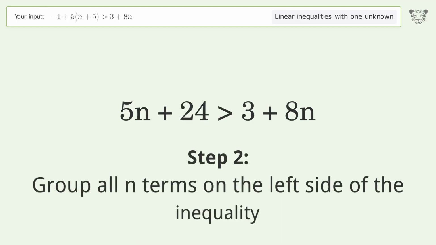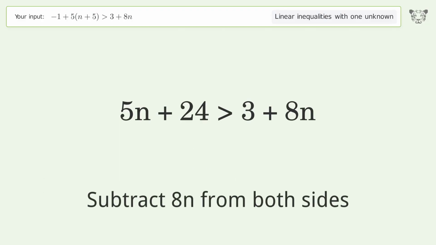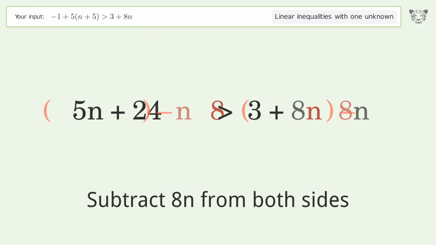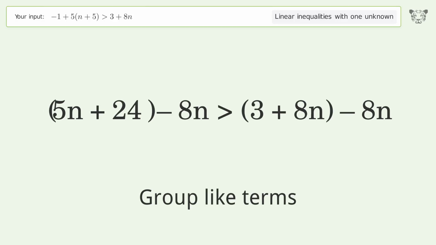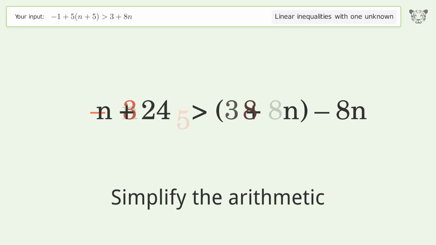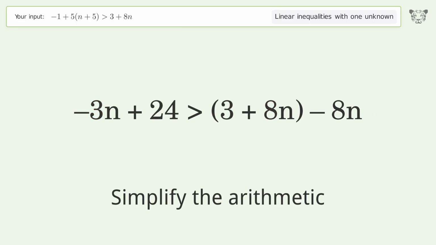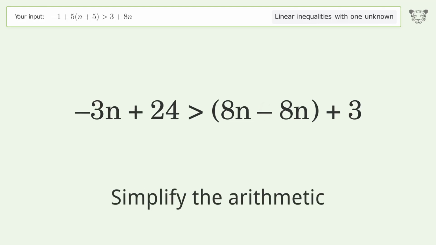Group all n terms on the left side of the inequality. Subtract 8n from both sides. Group like terms. Simplify the arithmetic. Group like terms. Simplify the arithmetic.